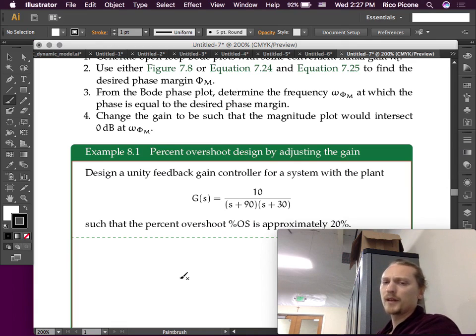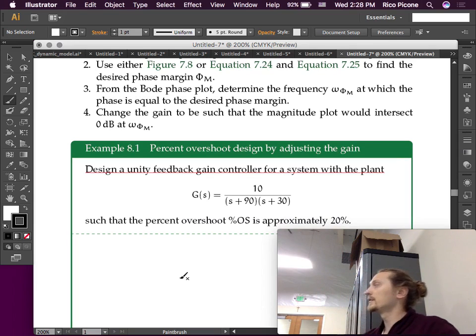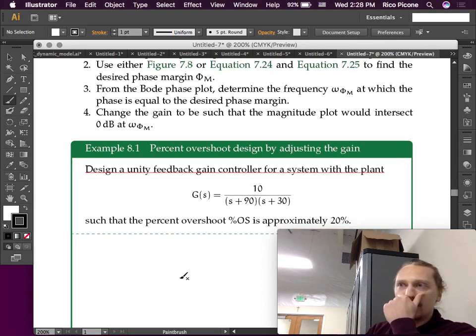We have a transfer function. Let's think about this transfer function for just a moment. What are we working with here? Comment on this transfer function for me. There are no zeros. Okay, so that's one thing. What else do we know about it? Slow system? It's a slow response system because all the poles are far to the left. Yeah, the plant poles are far to the left, so it's going to respond slowly.